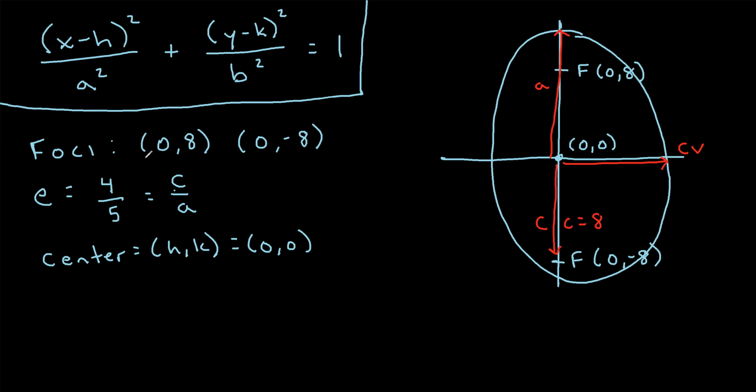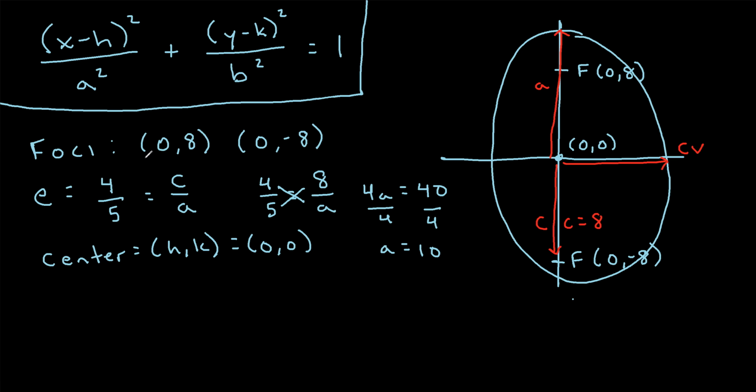So filling in this value for c, we can figure out what a is. So we can write 4 over 5 is equal to c over a, so c is 8 over a. And we can solve for a by cross multiplying and setting these values equal to each other. So 4a is equal to 5 times 8, which is 40. We can solve for a by dividing both sides by 4, and we get a is equal to 10. So we know a, we know c, we just need to figure out what is b.